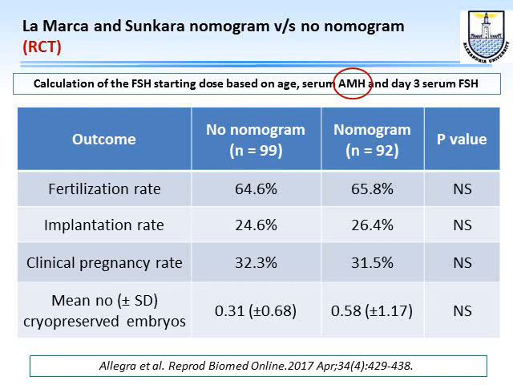But does it work? Now, this is Allegra and colleagues in 2017. They tried to apply this nomogram versus no nomogram, and they used the AMH-based nomogram of La Marca and Sunkara, and as you can see, fertilization rate the same, implantation rate the same, clinical pregnancy rate the same, and the number of embryos even the same. So it doesn't seem to be working again.